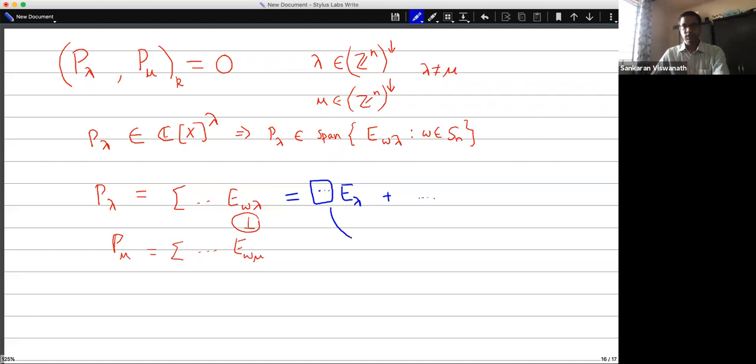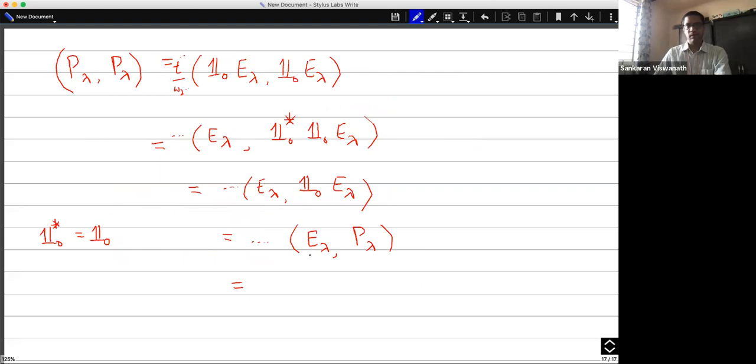So if this coefficient is C maybe, then recall this C, well, how do you get it? You take the inner product of P lambda with E lambda. That should give you C times E lambda, E lambda, right, because the E's are all orthogonal. So in other words, this is the coefficient of E lambda in P lambda.